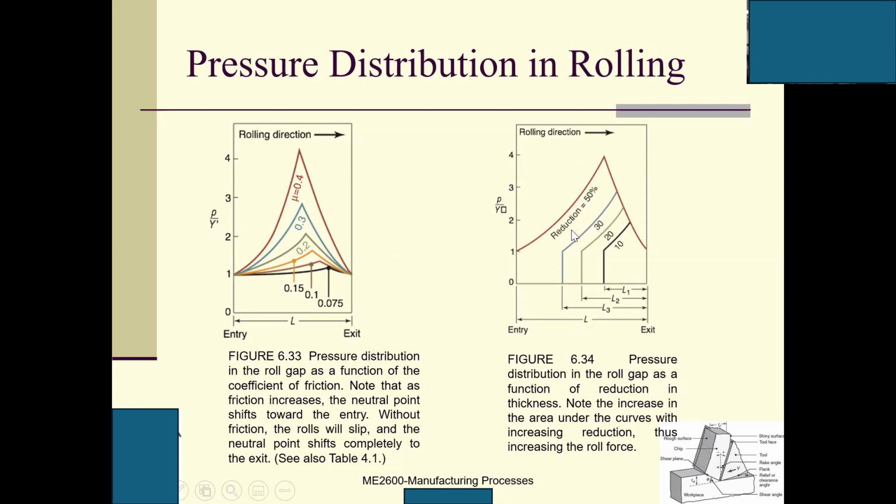So this is the reduction. Here is for the different friction coefficients. Here is the reduction. This is the rolling direction, and this is the normalized pressure, the pressure over the yield strength.